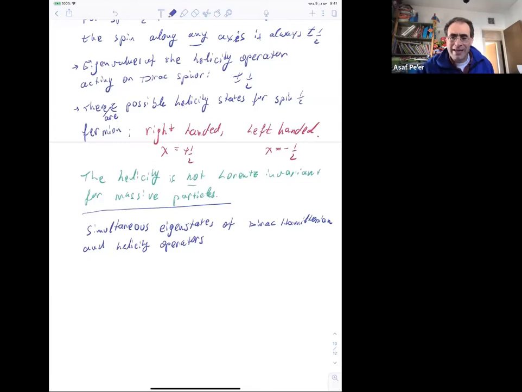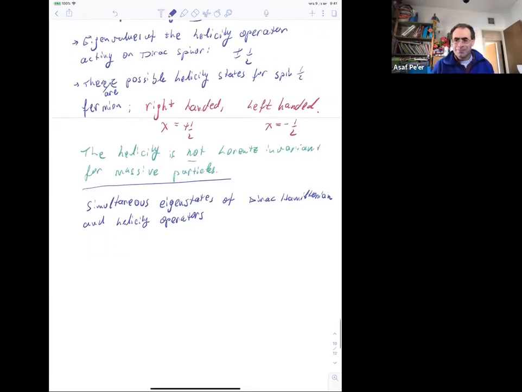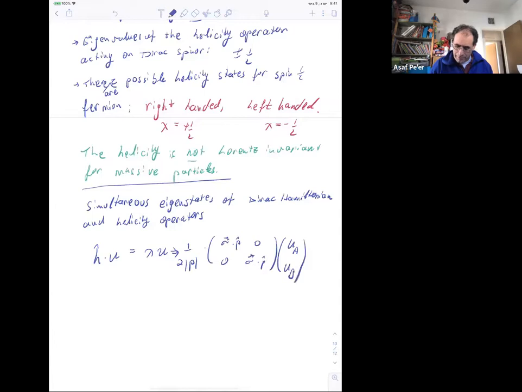How do I find the eigenstates of the helicity operator? Helicity operator times eigenstate is eigenvalue times eigenstate. So the helicity operator, I say, is 1 over 2p times the matrix with sigma dot p, 0, 0, sigma dot p. The eigenstates are UA, UB, remember, this is a 4-component spinor, and this equals lambda times UA, UB.